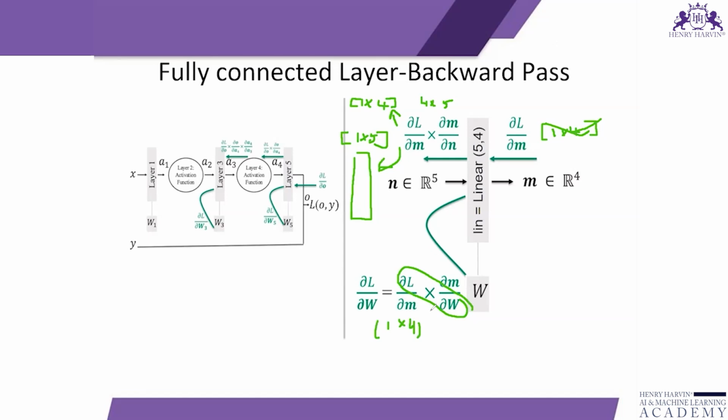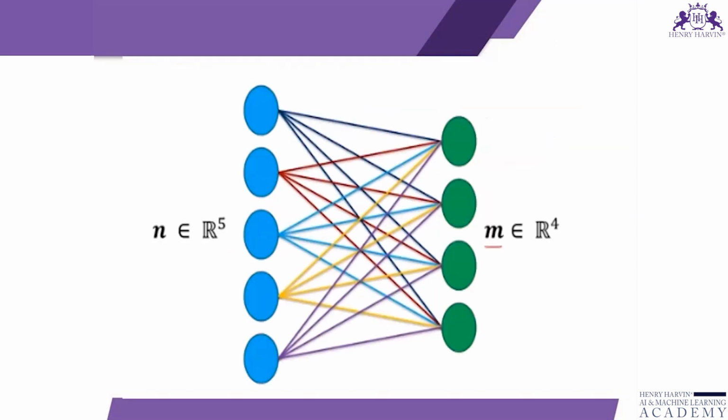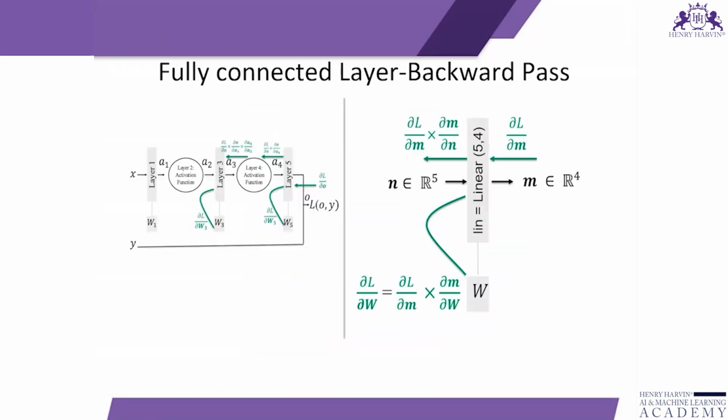We are able to compute this because we are able to do all the partial derivatives of M with respect to W. Why? Because we know exactly what the function M with respect to W is. Here we can see that M1 is equal to N1 into W11 plus up to N5 into W15. So we are thus able to compute this Jacobian, because it is of the size of M, which is 4, and the size of W, which is 20. We will look at it in more detail.